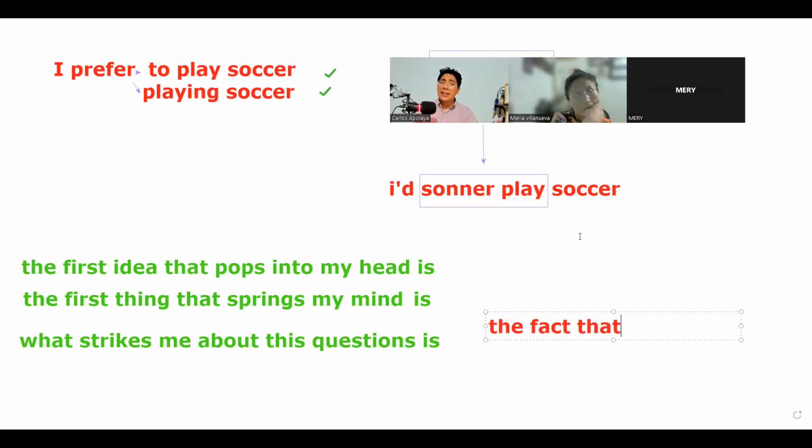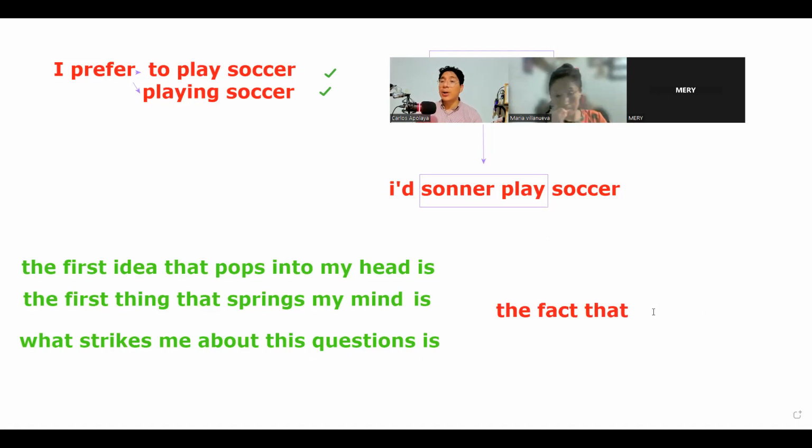El hecho que, that's not true. ¿Se entendió? Lo que más me llama la atención de la pregunta es el hecho que. Y expresas lo que tú quieras. Did you understand? Yes, teacher. Yes. The first idea that pops into my head, the first thing that springs to my mind is what strikes me about this question. And that would be all.